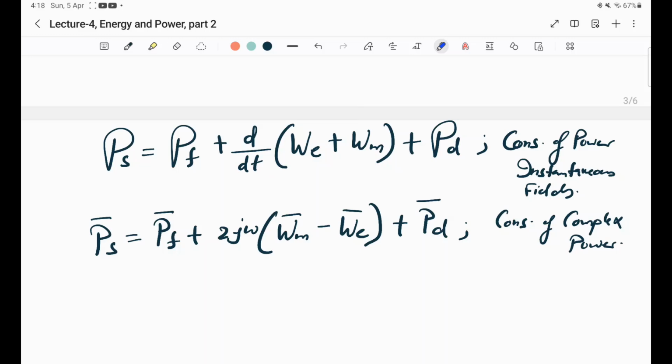Now if you notice carefully, there are two basic differences in these two equations. The first difference is this extra 2 term which was not present in this case, and here we have the difference between the two energies, that is Wm and We, and there we had the sum of two energies, that is We and Wm. So these two are the main differences between conservation of power equations when it comes to instantaneous fields and when it comes to complex field quantities.